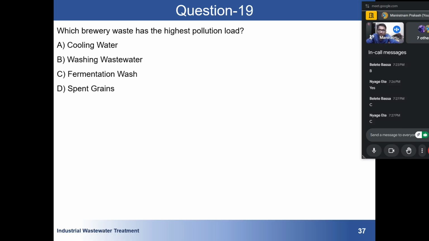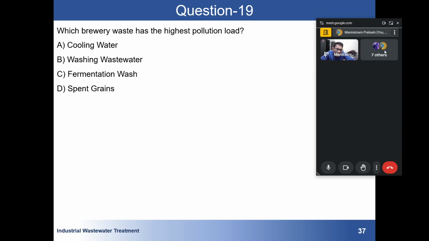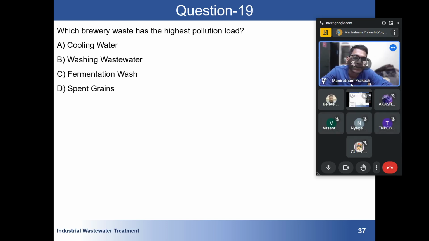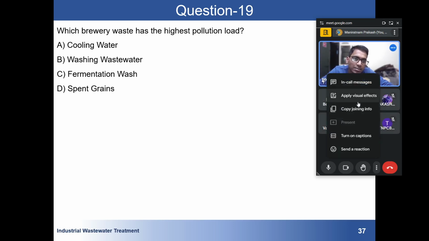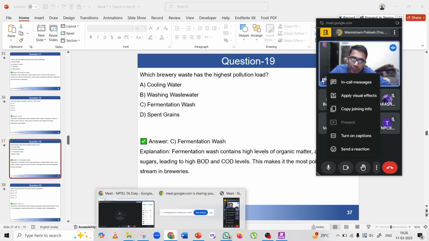Which brewery waste has the highest pollution load? Again, please turn off your mic. Please turn off your mic. See, I have no other option. If you don't turn off your mic, I will remove you.